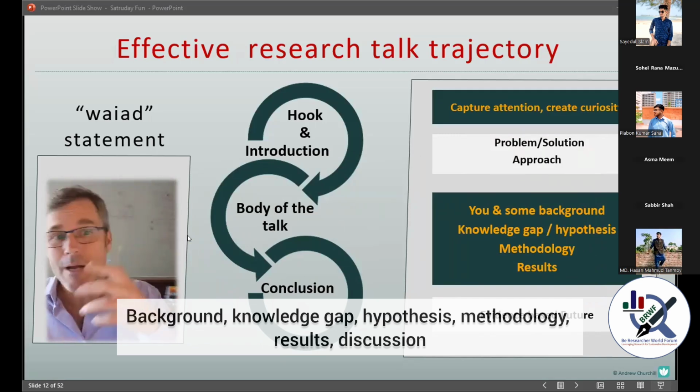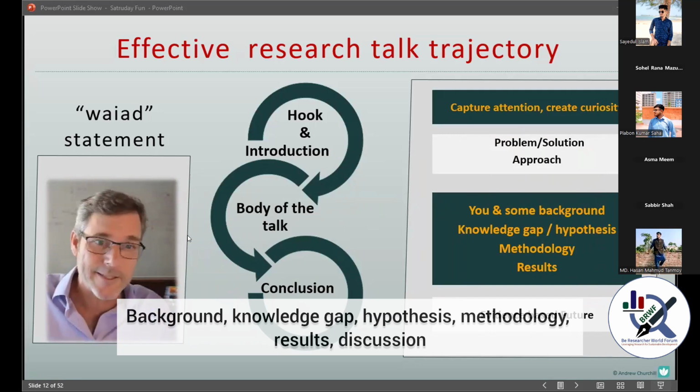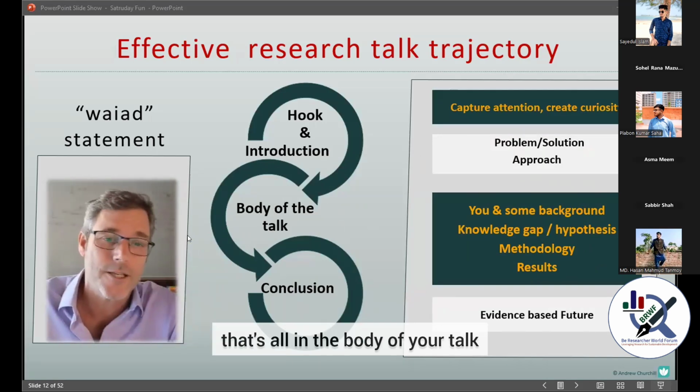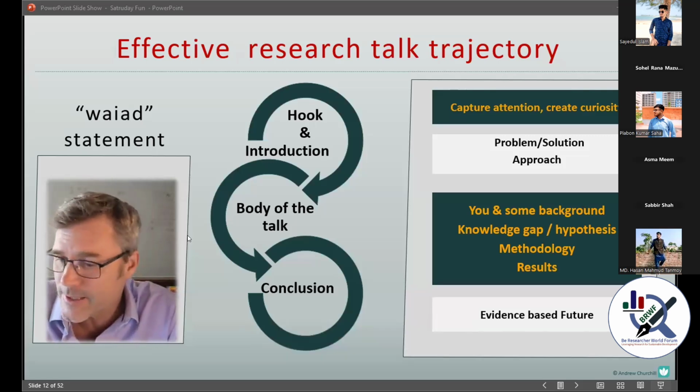Background, knowledge gap, hypothesis, methodology, results, discussion. That's all in the body of your talk. Could be 5 minutes, could be 10 minutes, could be 2 hours.